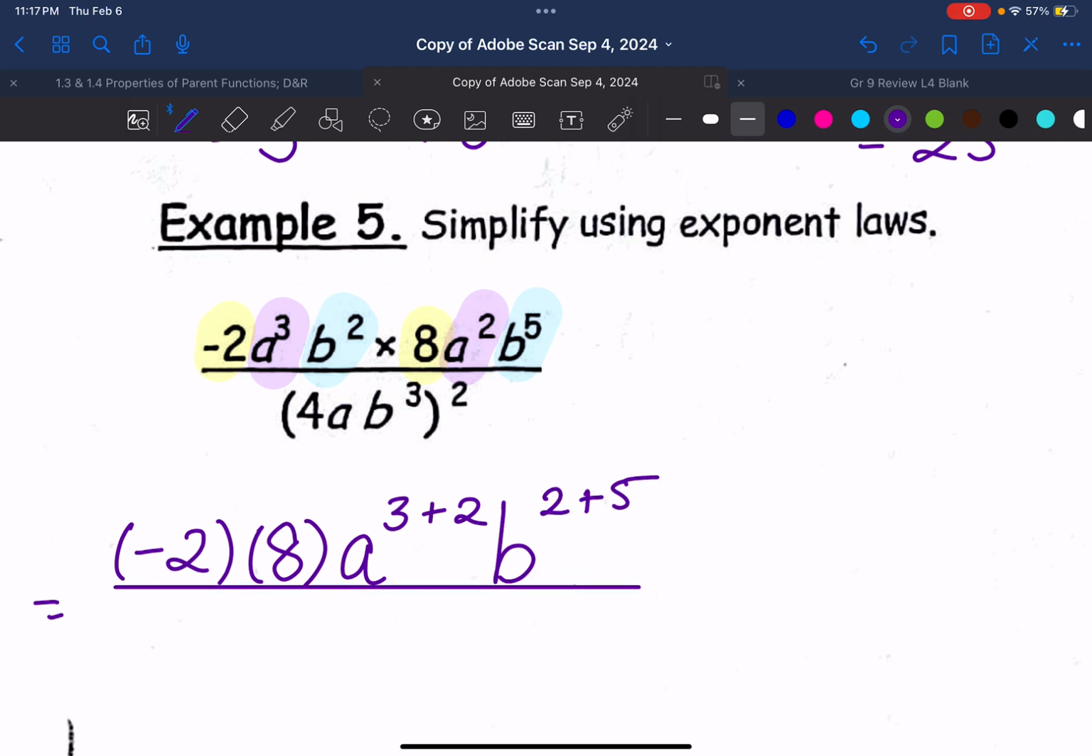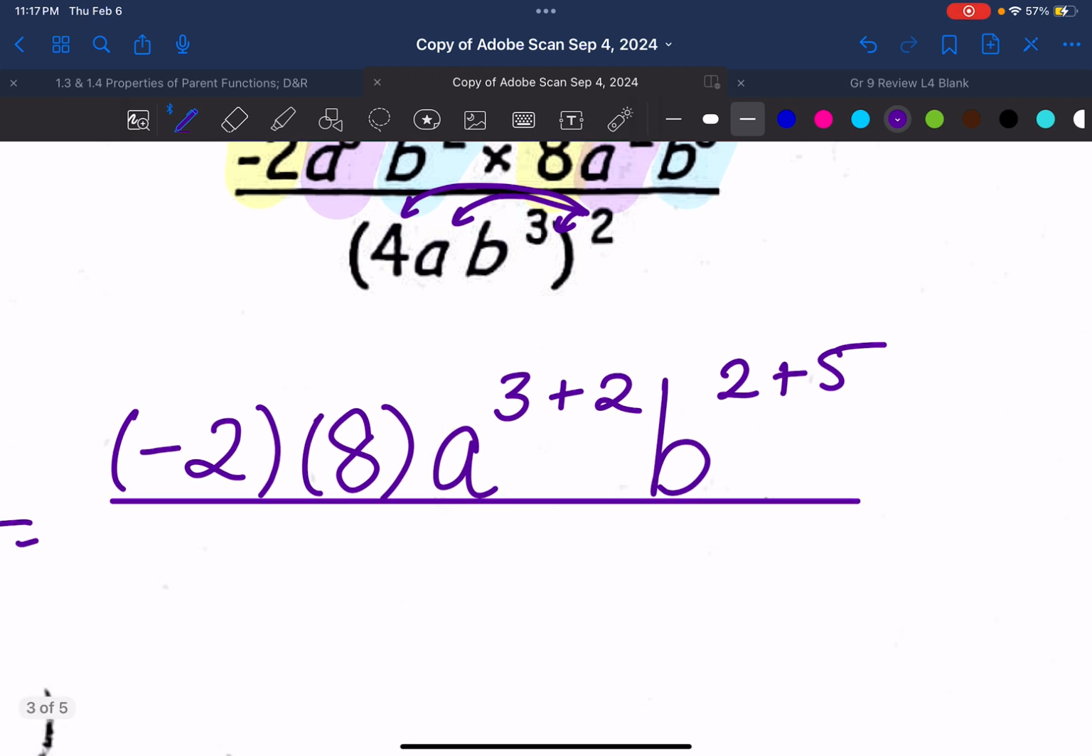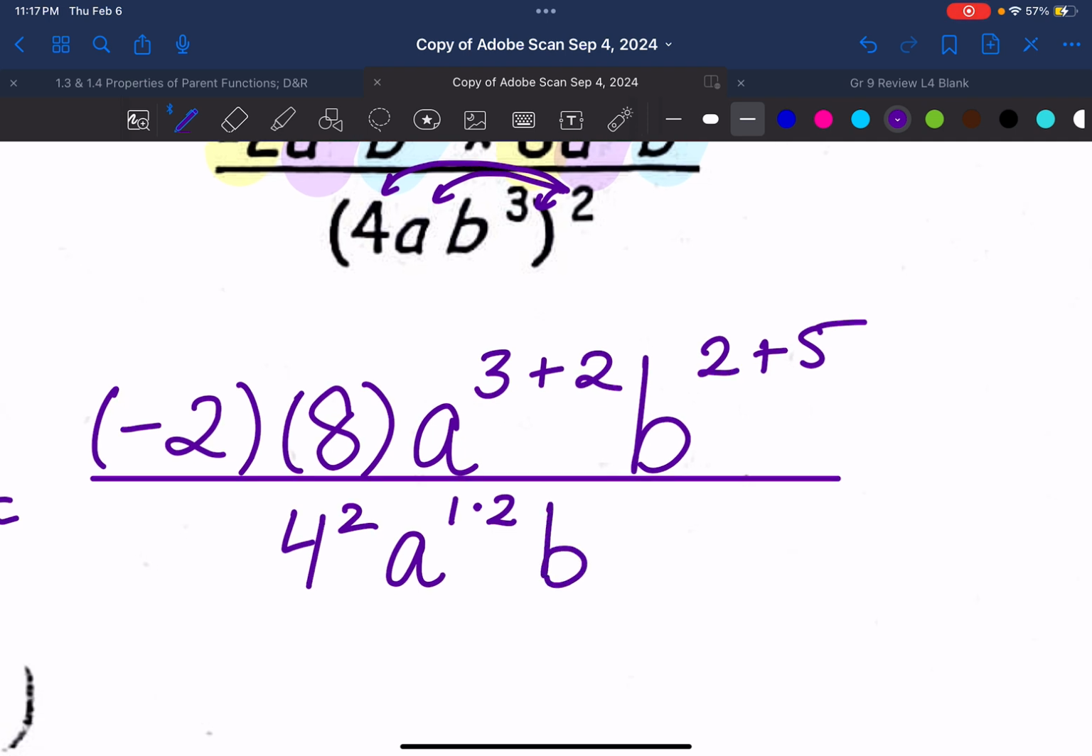Now for the bottom, this square on the outside, we know that's going to correspond to the power of a power rule. So for variables with exponents like A and B, I'm going to be multiplying those exponents together. But we cannot forget that this 2 also applies to the 4. So it applies to everything in the brackets. So this is like me saying 4 squared and then A to the power of 1 times 2, which is still just going to be 2. And then same thing, B to the power of 3 times 2.